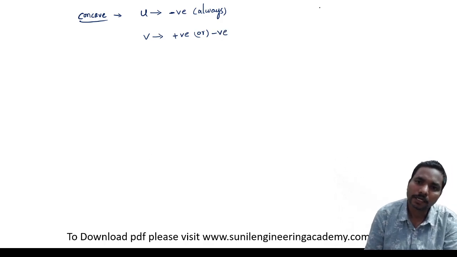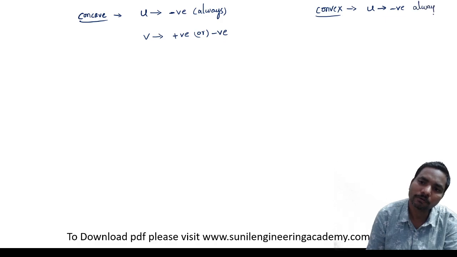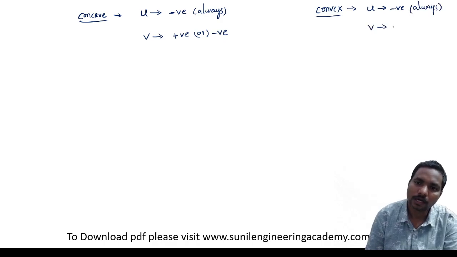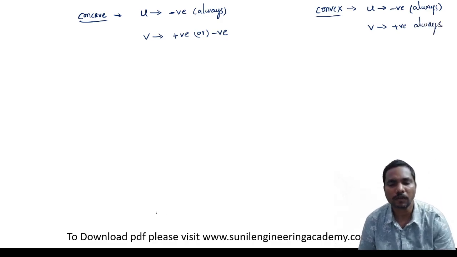Okay, and in case of convex, what you got? U is always negative only. Why? Because you can always place the object in front. V is always positive. Always positive. Okay, all of you clear?